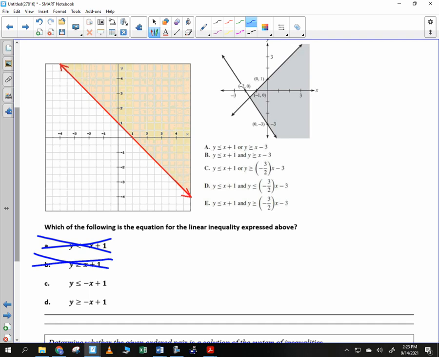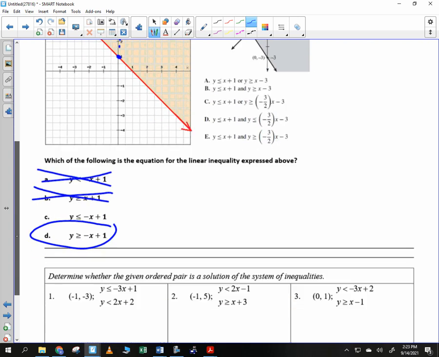Now the question is, this says y is less than, this says y is greater than. So if I go to my line, y is up and down, right? So as I move up, that means y is greater than. So it's going to be letter D right there, letter D.